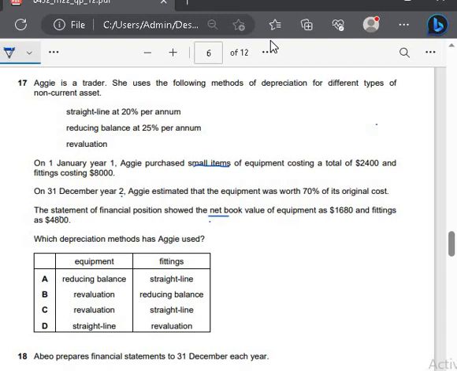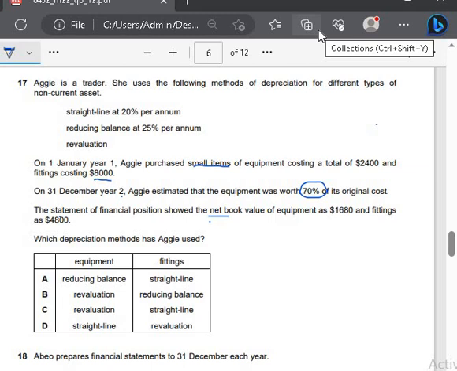So it is 2,400, and fitting costing 8,000. So on 31st December, year 2, Agi estimated that the equipment was worth 70% of the original cost. Since they just estimated that it's going to be 70% of the original cost, this is enough indication that the revaluation method has been used. Right?